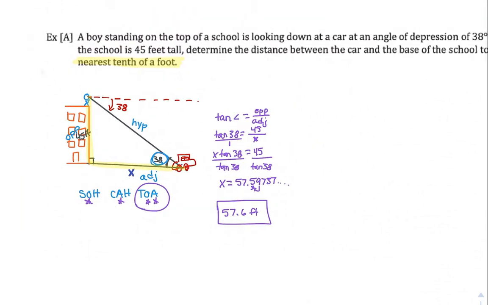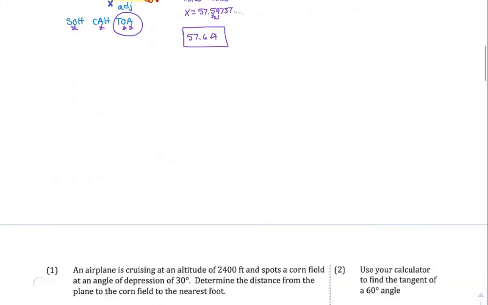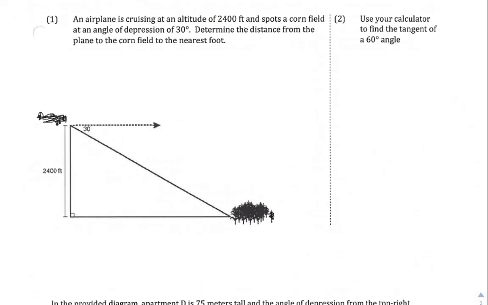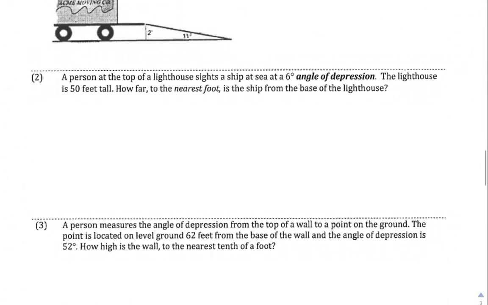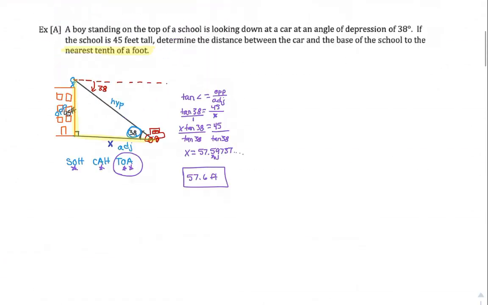What I want you to do is try the rest of your word problems on this sheet. I suggest you draw it out like we just did for this example. Sometimes they'll give you a picture. If not, you have to draw it out, and that's the only way you're going to know what you're solving for.